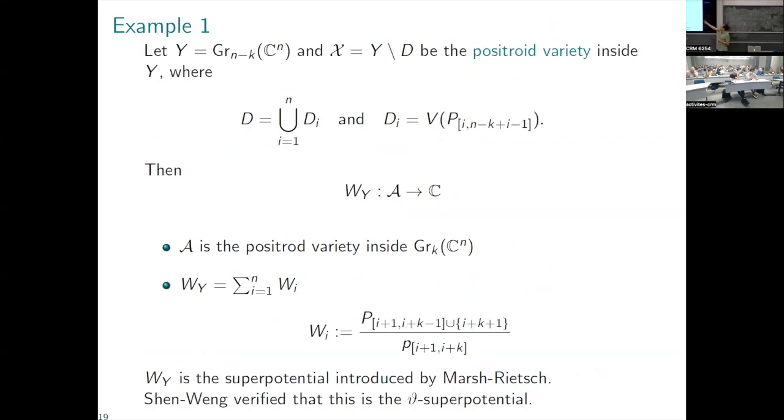Rietsch and Williams showed that the X variety can also be compactified by the Grassmannian, and the complement of the anti-canonical divisor I was considering is, up to codimension two, an X variety. And in this case, the divisors are very explicit, and the superpotential, each term is given in a very explicit way. And actually, this superpotential was already introduced in the context of Grassmannians by Marsh and Rietsch, and Shen-Wang verified that actually this is the theta superpotential. So this is my first example of the superpotential.